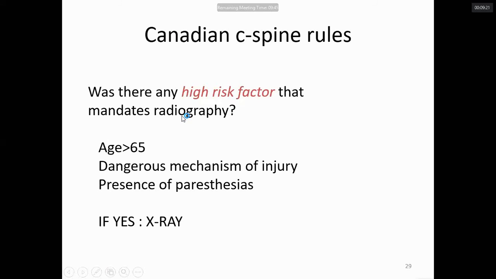Another rule, the Canadian C-spine rules: if the patient's age is more than 65, if the mechanism is a high-velocity injury, or in the presence of paresthesia, then you have to go for an X-ray.